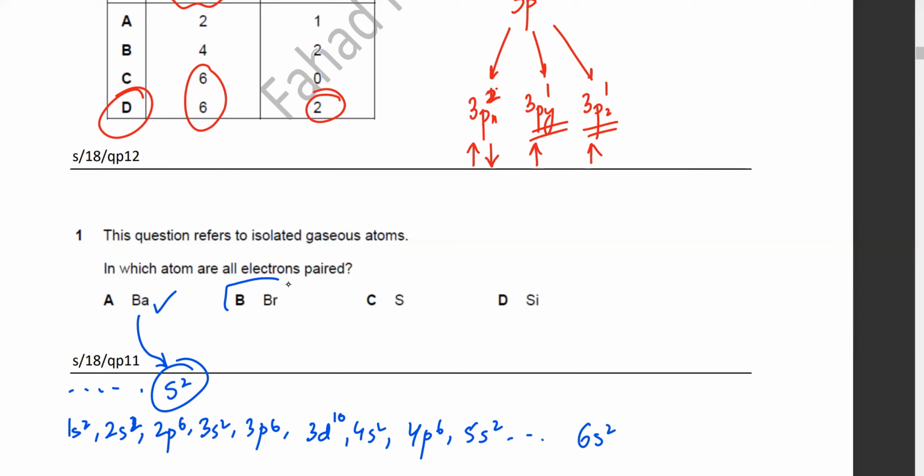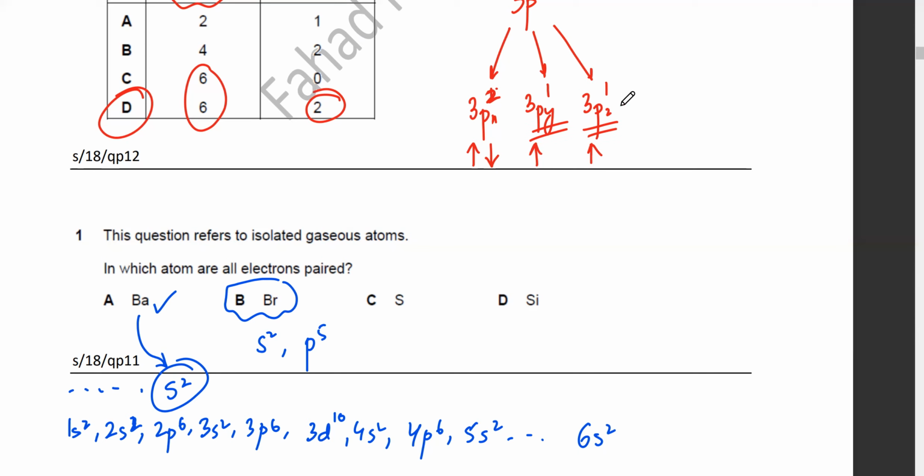Bromine is in group 7. The electronic configuration of group 7 in the outermost shell is an s with 2 and a p with 5. If you've got 5 in the p subshell, then they would not all be paired. There's going to be 2 in one orbital, and only 1 in each of the others.